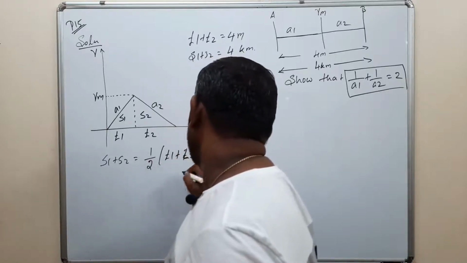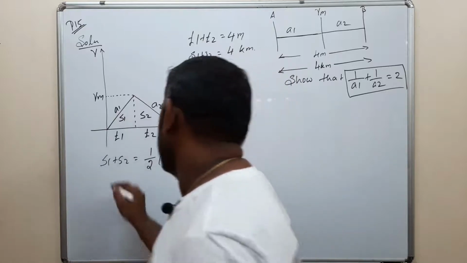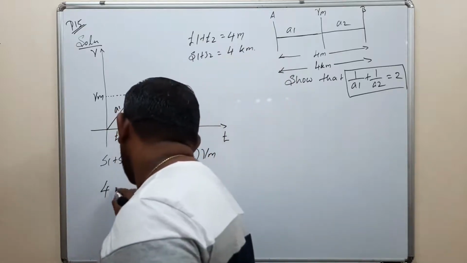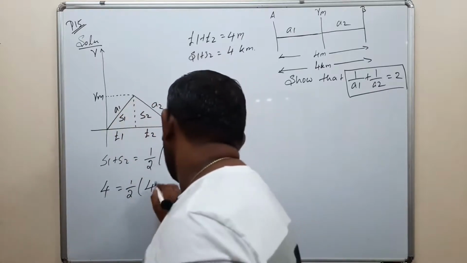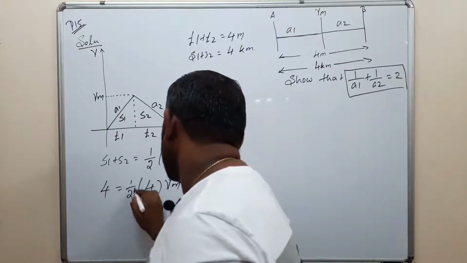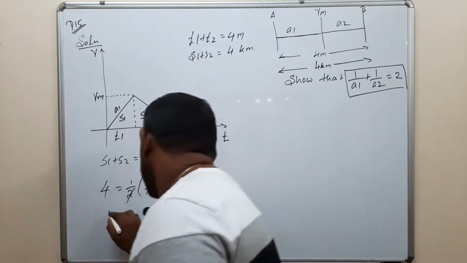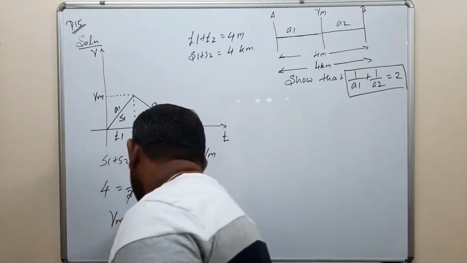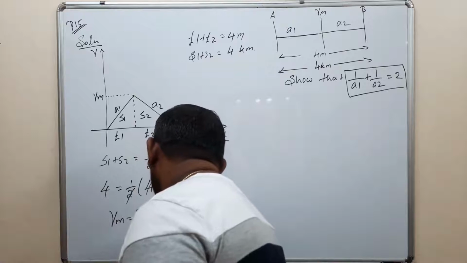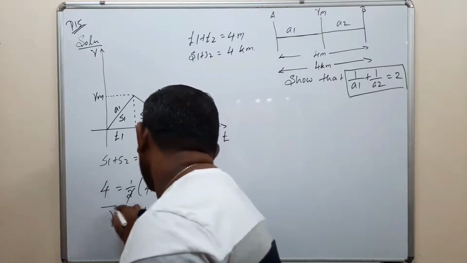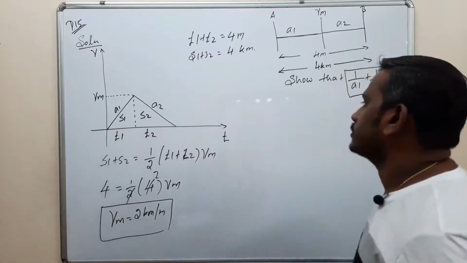Okay, (T1 plus T2) into the height Vm. So S1 plus S2, given as 4, is equal to 1 by 2 into (T1 plus T2), that is also 4 into Vm. So the 2 gets cancelled. Therefore Vm is equal to 2 km per minute. So that is the maximum velocity.